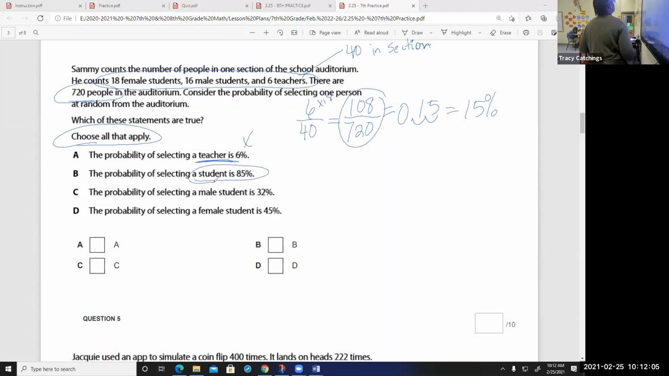They said selecting a student is 85%. How many students do we have right now? 34 out of 40. We've got 720 total. She told us that'll be multiplying by 18. So go ahead and multiply by 18. 612. Yes, ma'am. All right, now divide that out so we can get the percentage. All right, shift 2 times.